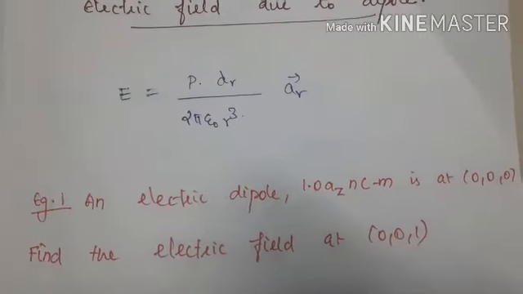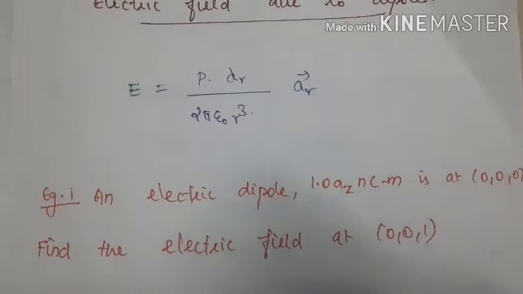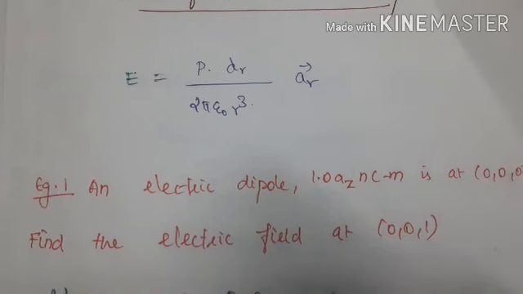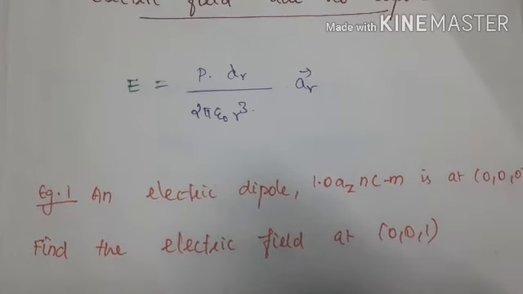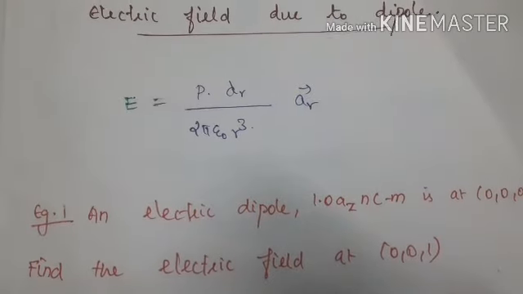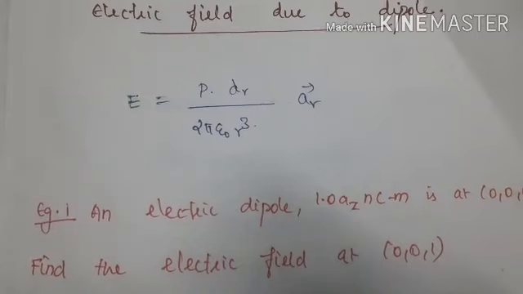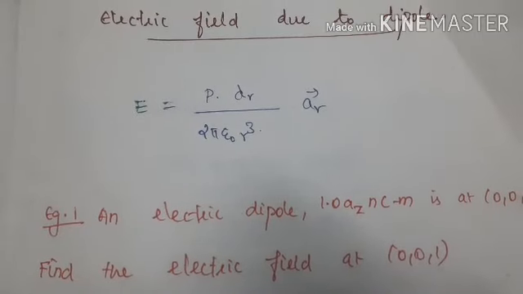So 1 by 4 pi epsilon naught, when we substitute the value usually, is 9 into 10 power 9. Here we have 1 by 2 pi epsilon naught, so we have to multiply it by 2. So 18 into 10 power 9. What value do we substitute for 1 by 2 pi epsilon naught? 18 into 10 power 9, right?